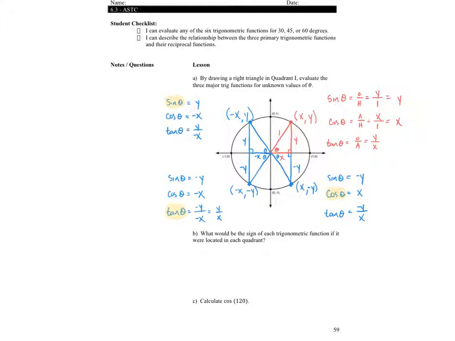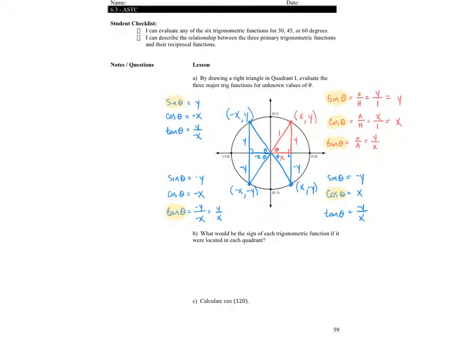So here's what this means. If I'm in quadrant 1, no matter what I use, I'm going to have a positive value. If I'm using cosine, if I'm using tangent, if I'm using sine, I'm going to have a positive answer. If I'm in quadrant 2, the only function that's going to give me a positive result will be sine. If I'm in quadrant 3, that'll be tangent, and in quadrant 4, that'll be cosine.